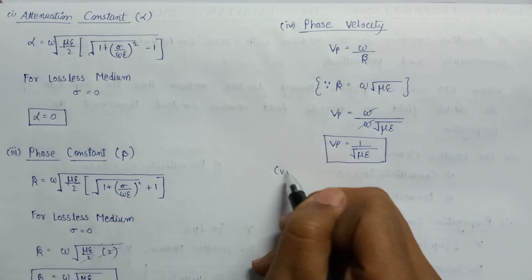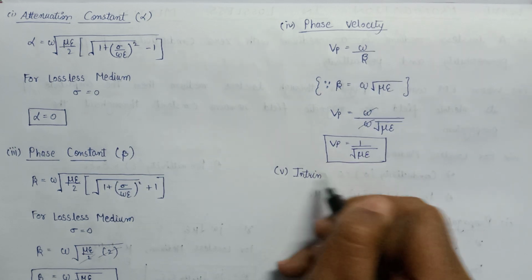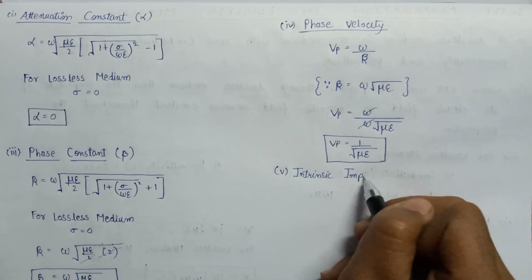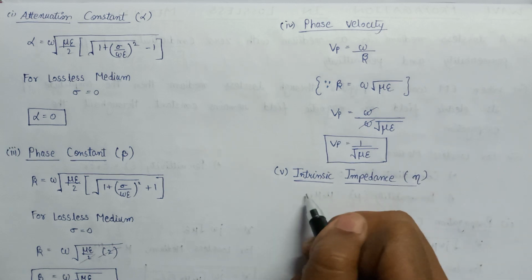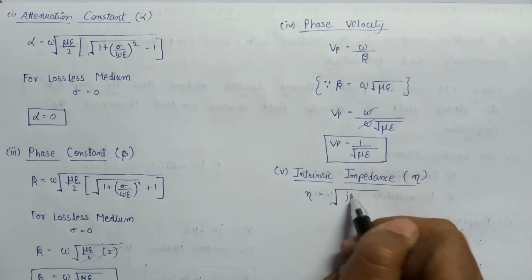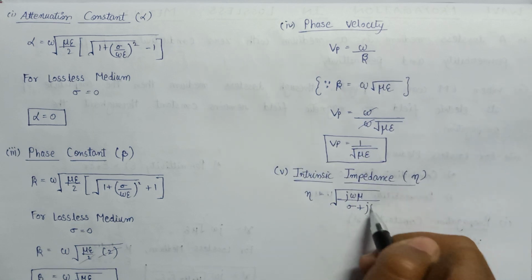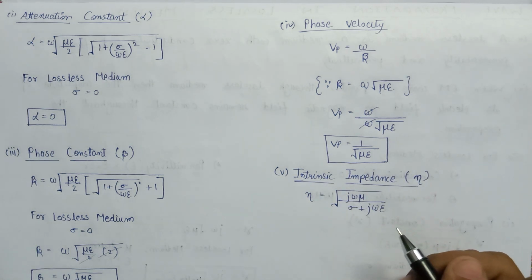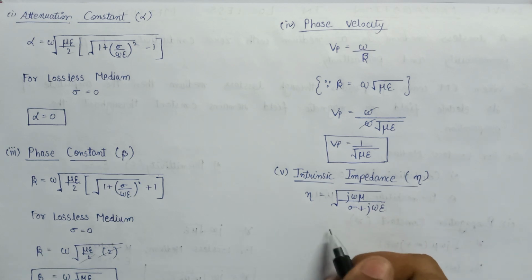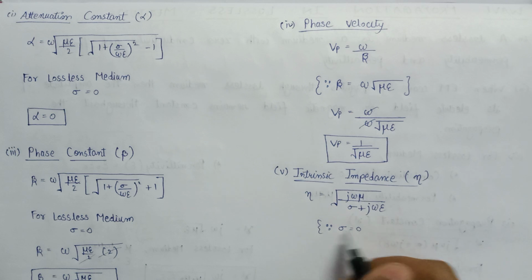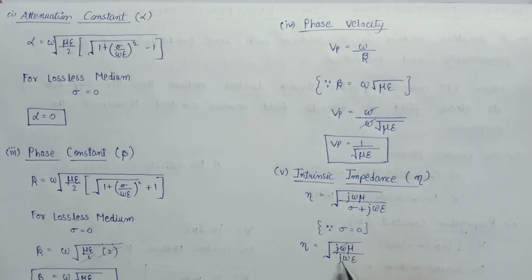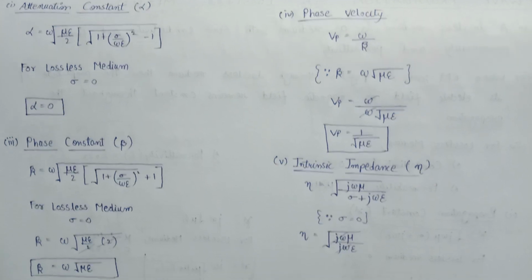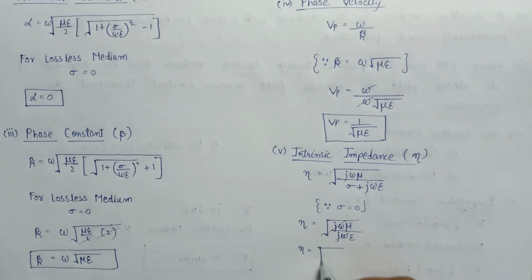Now let us discuss the fifth factor, that is intrinsic impedance. The intrinsic impedance is denoted by eta, where eta equals under the root j omega mu over sigma plus j omega epsilon. Now, since we know that the value of conductivity is equal to zero for the lossless medium, the value of eta will be equal to j omega mu over j omega epsilon. Now this j omega will get cancelled out with this j omega, so the final value for eta will become eta equals under the root mu over epsilon.